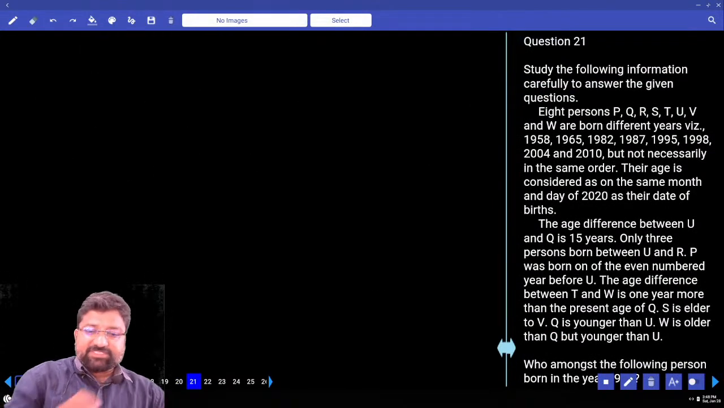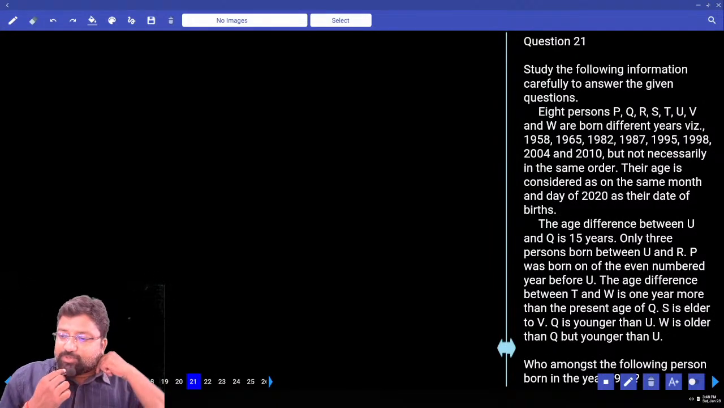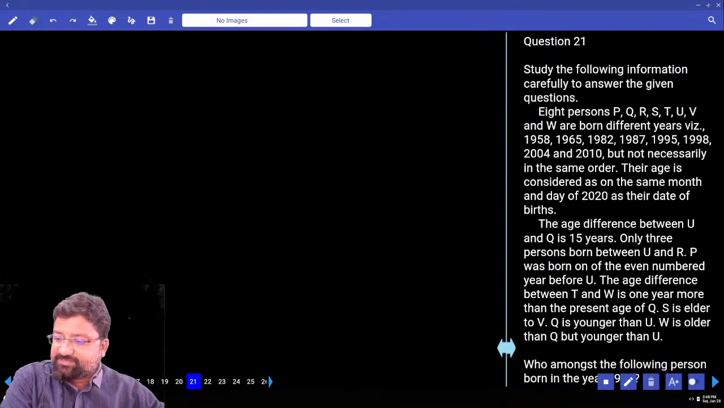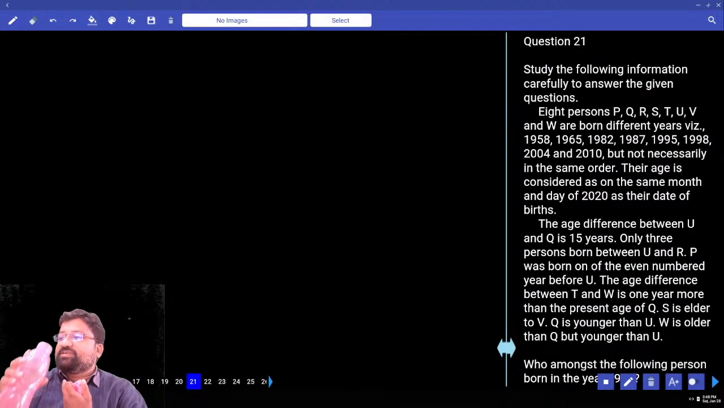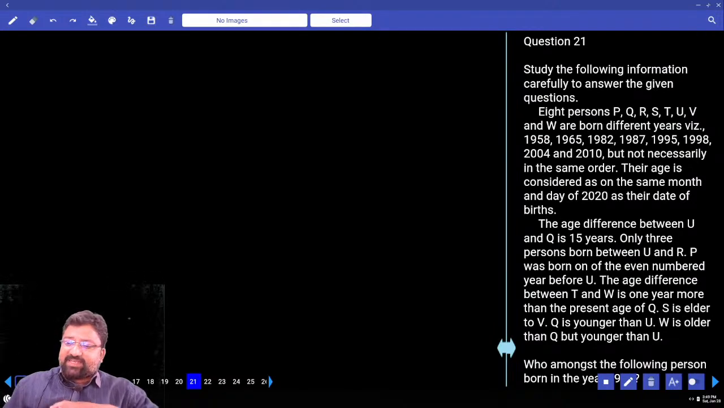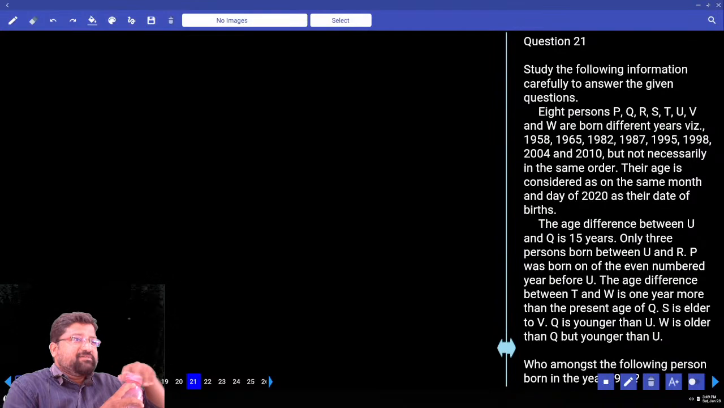This is a different one. Let me see this. 8 persons P, Q, R, S, T, U, V and W are born in different years, that is 58, 65, 82, 87, 95, 98, 2004 and 2010, but not necessarily in the same order. Their age is considered as on the same month and day of 2020 as their date of births. Fine. You see this question here. In this question, there are some years given to us. How many years? 8 different years. And their age is calculated according to 2020.